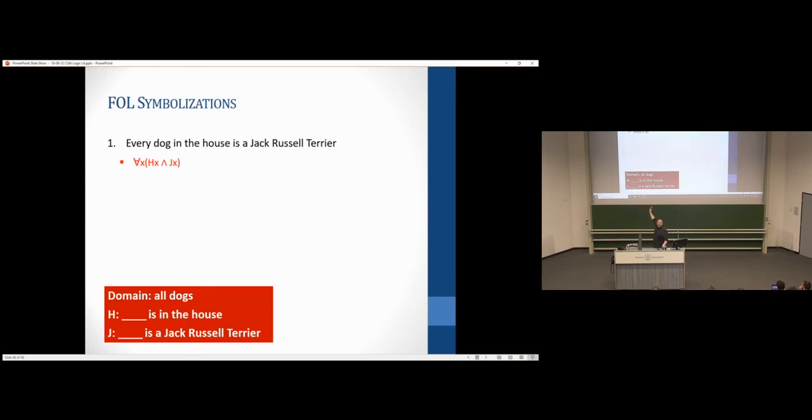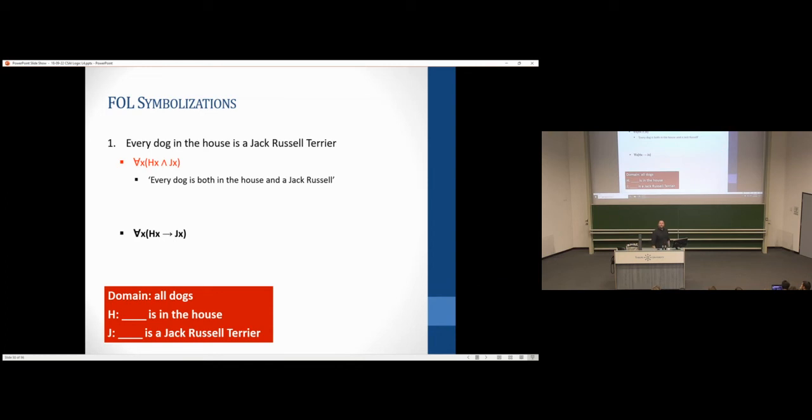But that's not what the English says. What we've got written down tells us every dog is both in the house and a Jack Russell. But the English says, every dog that's in the house is a Jack Russell. So if my English bulldog is kicking around outside, that's not going to make this claim false. The claim says, if you went and hunted down all the dogs in the house, you're going to see that every one of them is this breed.